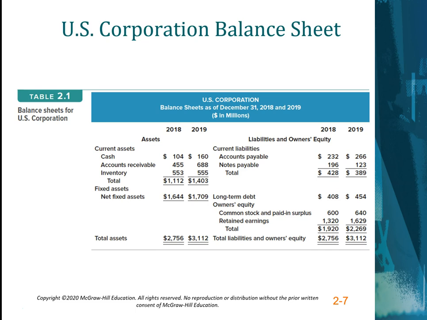Liabilities and owner's equity. First, at the top, there's liabilities. You can see accounts payable, notes payable, total current liabilities. Then you're going to have long-term debt. That would be things like bonds, mortgages, things that will be paid over many years. And then you're going to have your stock, common stock, and retained earnings.